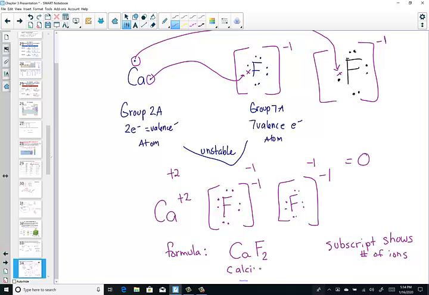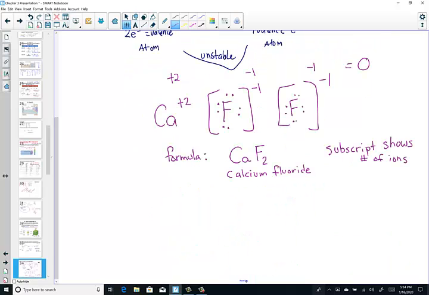Say the name of the element for the metal just as it is, calcium. Say the name of the negative ion, but end it with IDE. We just drew an elemental ionic compound here known as calcium fluoride, CaF2. Let's challenge you to think that through a little bit.